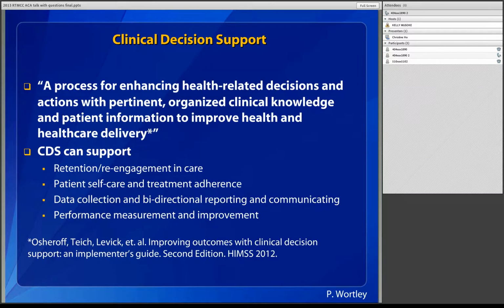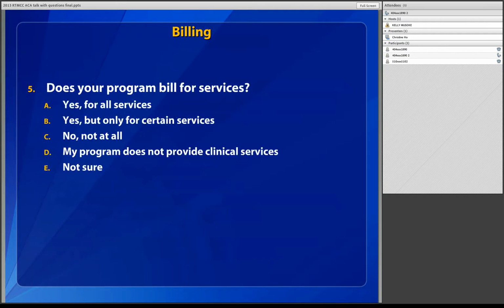If you have patients who are lost to care and lost to follow-up, you could have a flag in there, and if that patient is seen in a different clinic or in urgent care, they can be re-engaged. It could be good for self-care and treatment adherence, also data collection and bidirectional reporting and communication, performance measurement and improvement. And I do believe that Dr. John Bernardo actually has a publication using clinical decision support for LTBI screening that showed really good success.